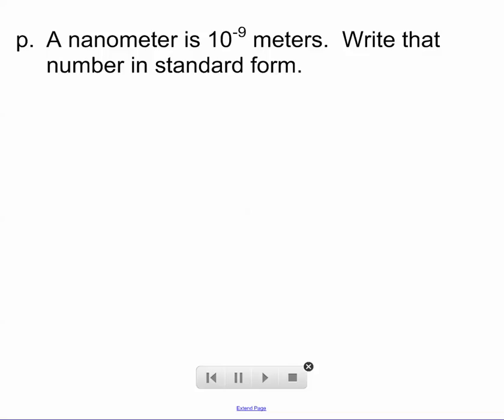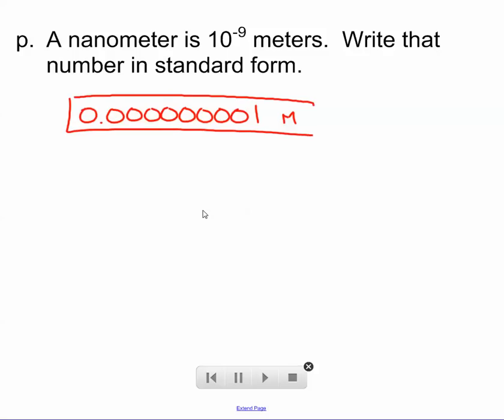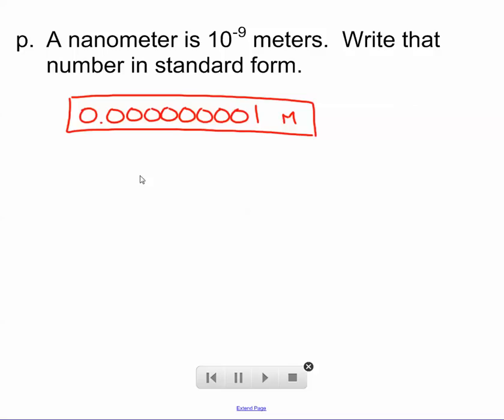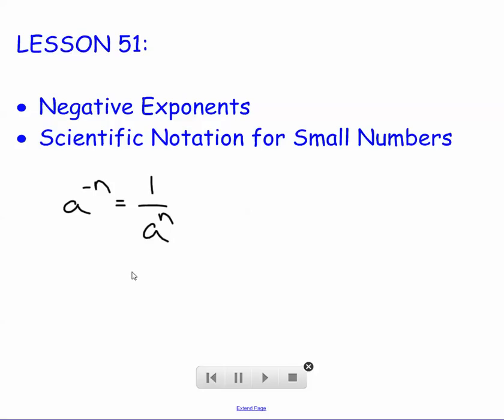Last one, a nanometer is 10 to the negative 9th meters. We're going to write this number in standard form. All right, 10 to the negative 9th. 1, 2, 3, 4, 5, 6, 7, 8, 9. There's our 1 nanometer. So I showed it 2 different ways here on example O. Just did it real quick here on example P. Negative exponents, not that much to them, just this property that we need to get down. And we'll practice this over many days.